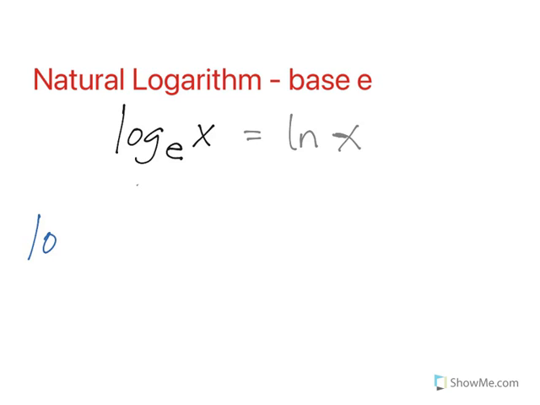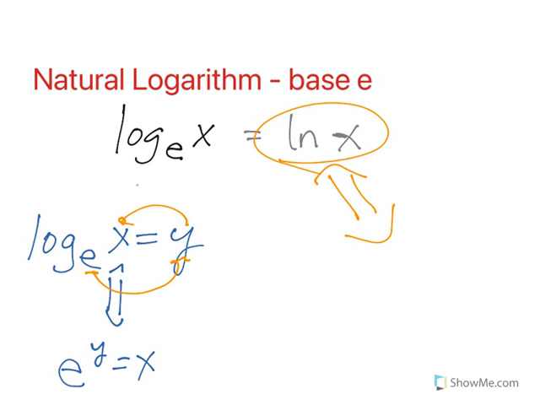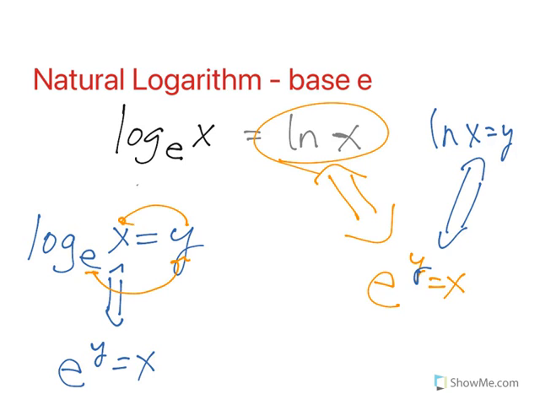Okay, so if we have the log of x base e, and let's say that equals y, then we know these are equivalent: e to the y equals x, right? Because we take the base raised to the y power to get x. So if we have the natural log of x and we want to change that to an exponential, we can do that by saying e to the y equals x. So if we had natural log of x equals y, that is the same as e to the y equals x, just to put it all into perspective.